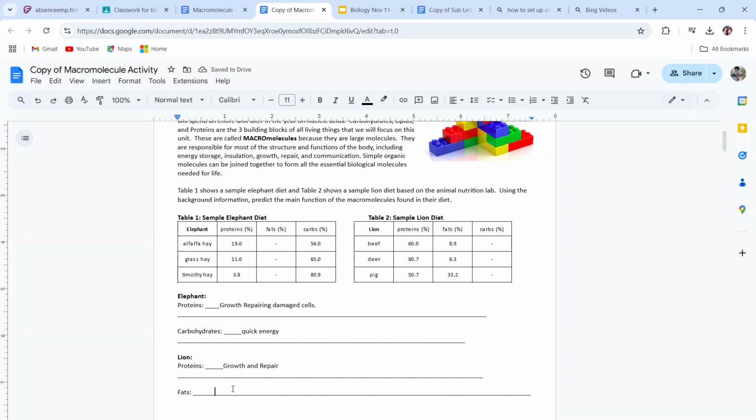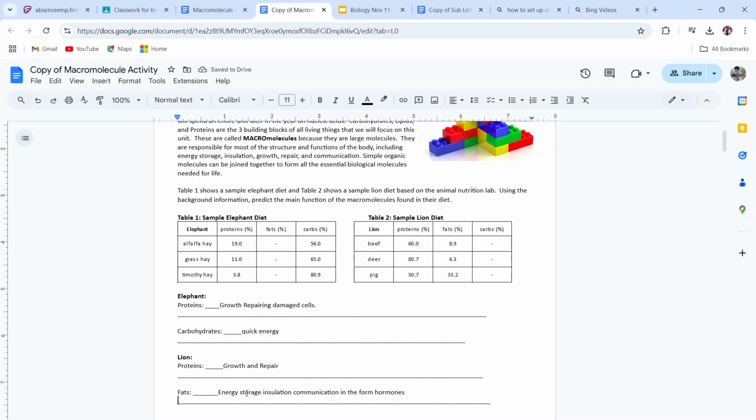And then for the last one, fats. Fats are going to be a little bit interesting because fats actually have a lot of different functions. Fats have the ability for energy storage. So, energy storage, this is when your body doesn't use all the energy that it needs. It's going to store it in the form of fat. And it can also be used as insulation, where it's going to keep you warm. And then finally, it can also be used for communication in the form of hormones within your body.